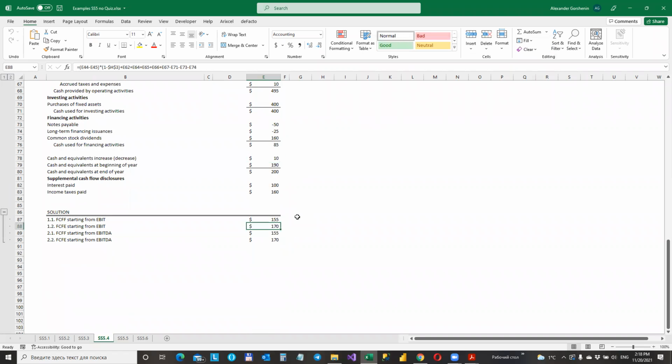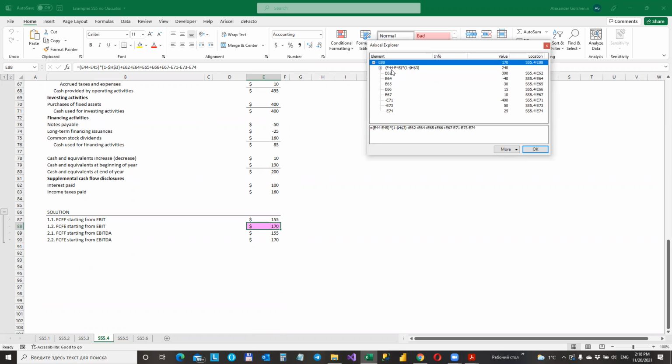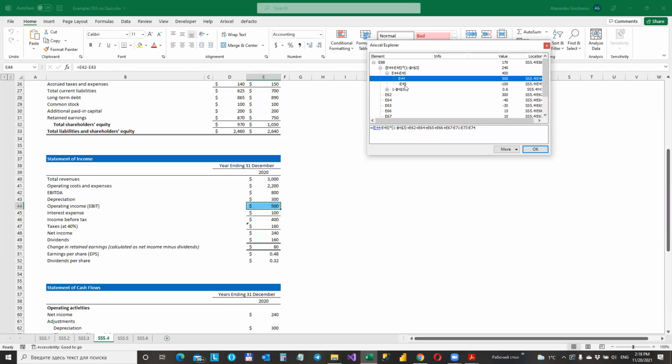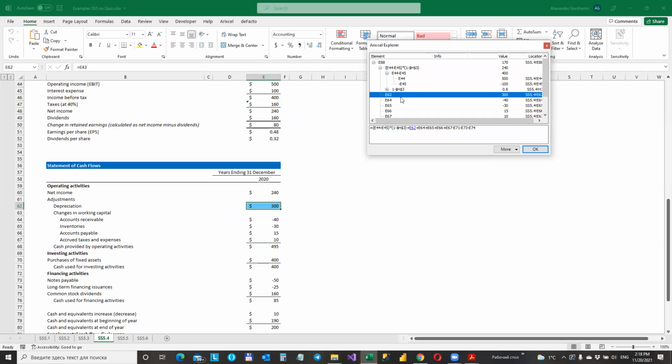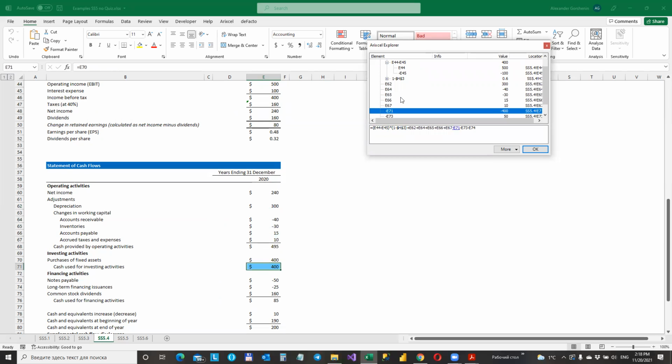Next, we'll calculate FCFE from EBIT. Very same approach. You start with EBIT minus interest expense, then all multiplied by 1 minus tax rate, then depreciation, working capital changes, investments, and distributions.